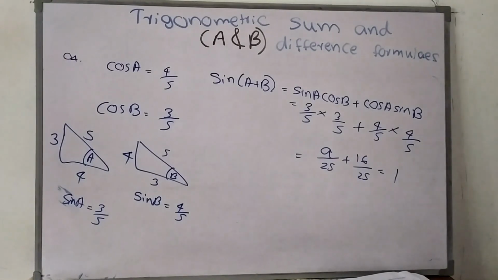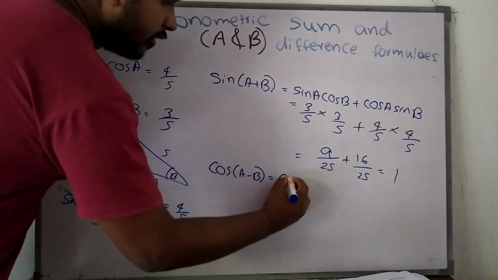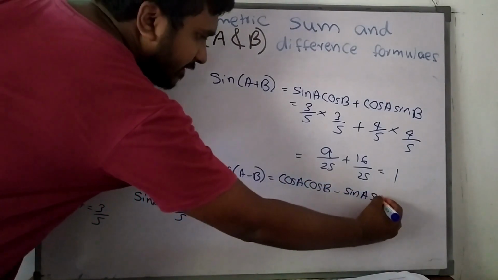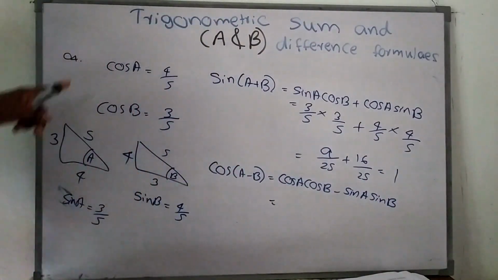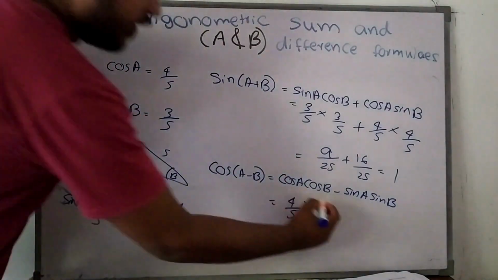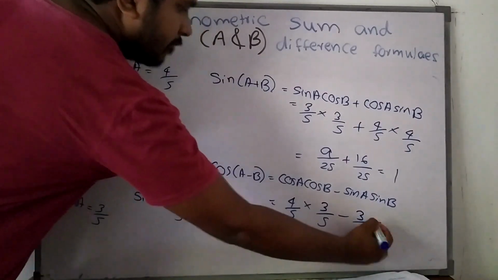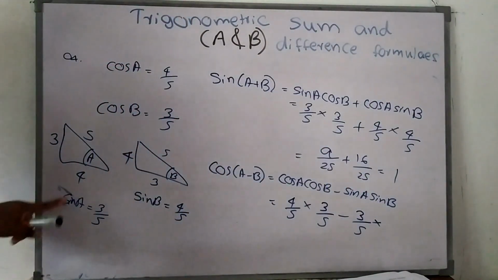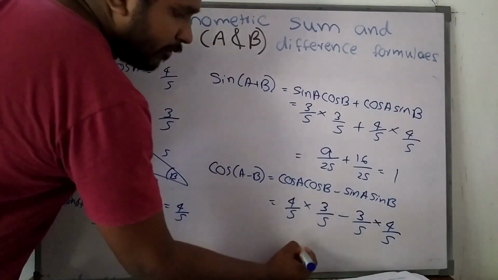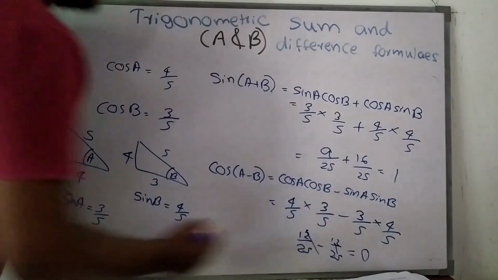So the next one is cos A minus B. Cos A minus B will be cos A cos B minus sin A sin B. What is cos A? It's 4 over 5. What is cos B? It's 3 over 5. What is sin A? It's 3 over 5. Sin B, 4 over 5. So you can see these are 12 over 25, again 12 over 25, these two getting cancelled. The answer is C, 0.